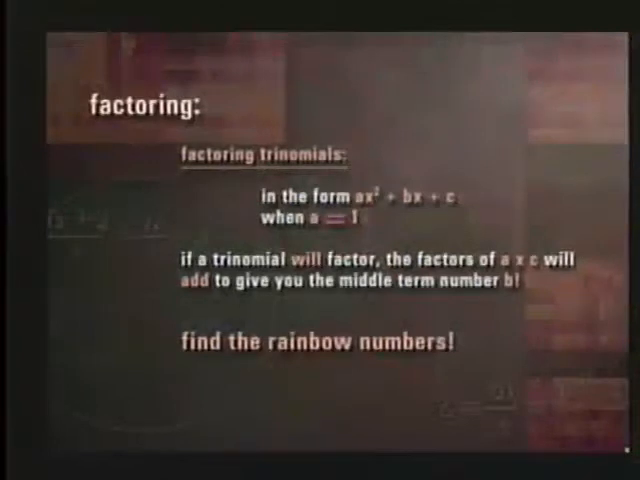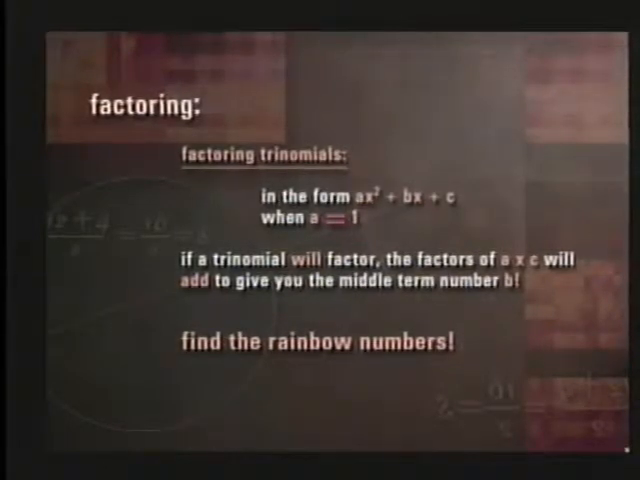Let's continue the adventure. In the last episode, we talked about factoring in the form ax squared plus bx plus c, where the first number in front of the x squared was 1, and we're going to continue with that. This is where we left off last time, and we also noted if a trinomial will factor, the factors of a times c will add to give you the middle number b, and we call those the rainbow numbers.